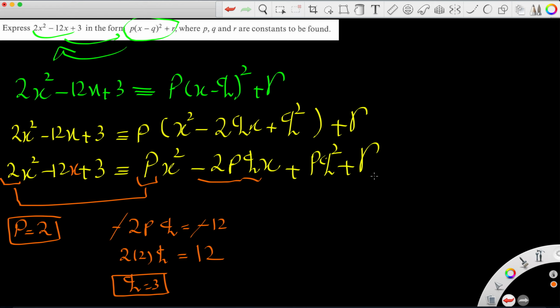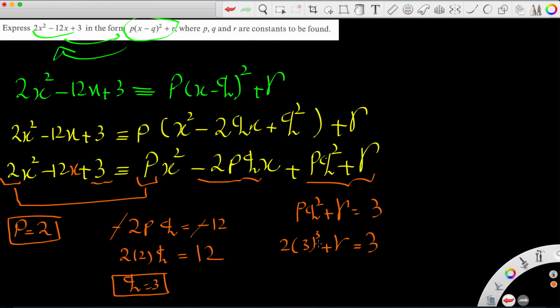Now let's go for the constant term. Here constant term is the term independent from x, in which there is no x. Here is the constant term. The constant term here is 3. They must be the same. So pq squared plus r is equal to 3. P was 2, q was 3, plus r must be 3.